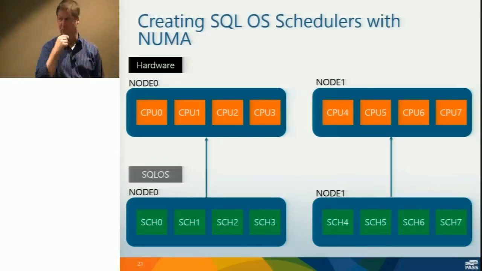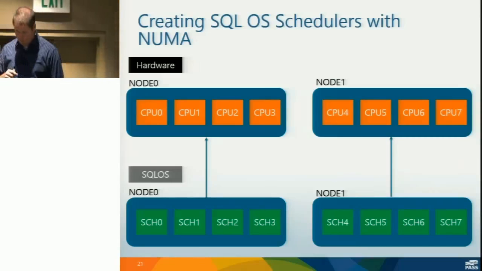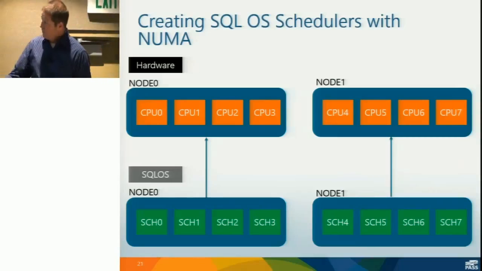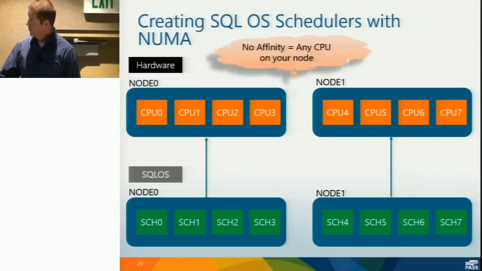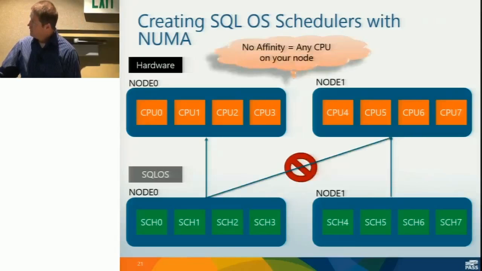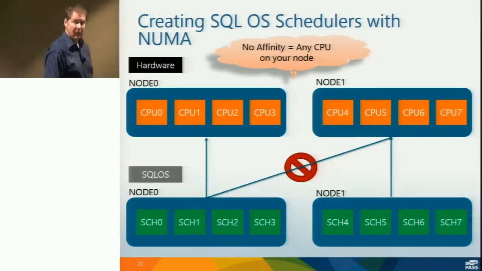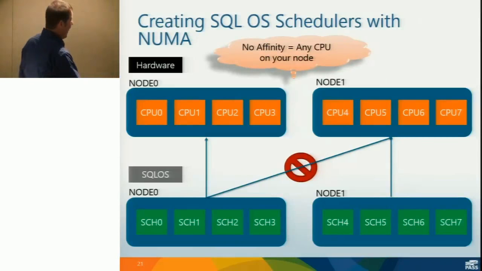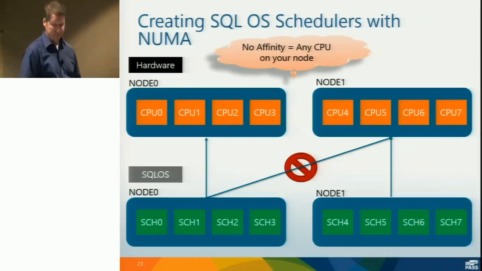Let me make sure I repeat that again. By default, if you don't do anything and you have this configuration, when SQL Server runs a thread associated with one of these schedulers, it will run it on this node and make sure it stays there. That's why I've got that part of the drawing. But it can run on any CPU on that node. That's why I was telling you that by default, schedulers are not actually fixed to a hardware CPU out of the gate. Does that make sense? Okay.